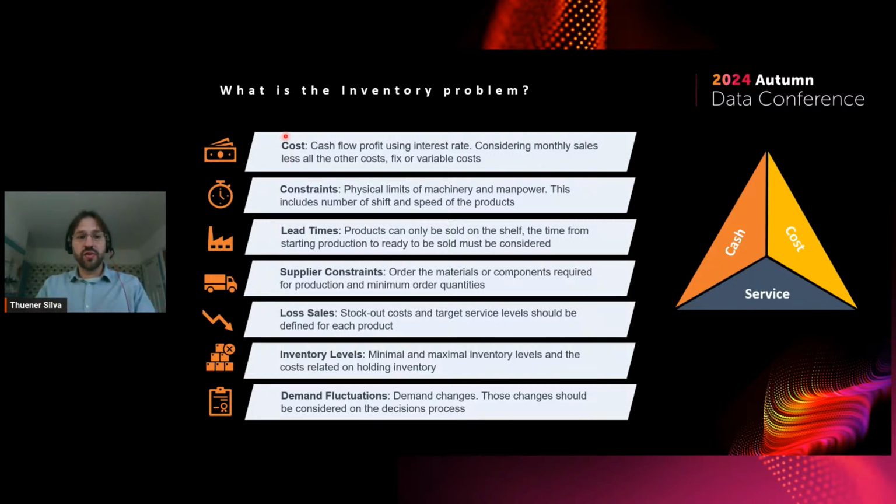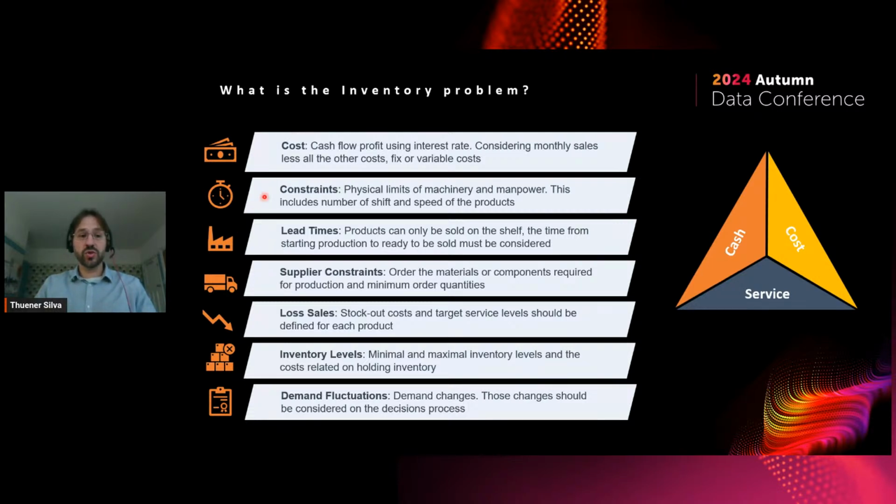So cost, you can think about the cash flow that you have, right? So use the interest rate, right? You cannot only look at your decision in this month, but you have to see the implications of your decisions on next month going forward. So then you have to consider your month sales less the cost, right? Variable or fixed costs, staffing costs, and whatever other costs you would have.